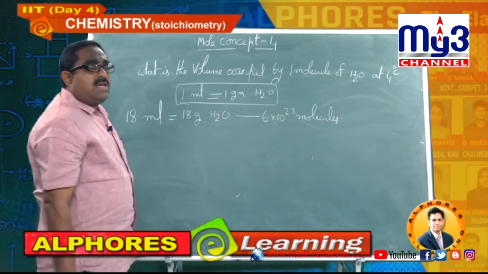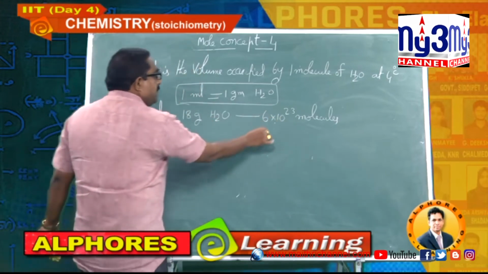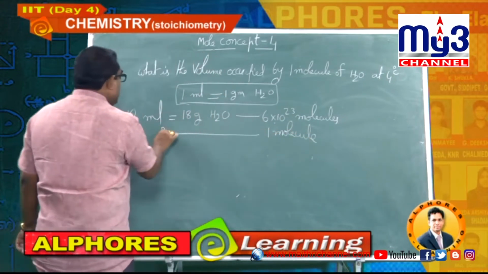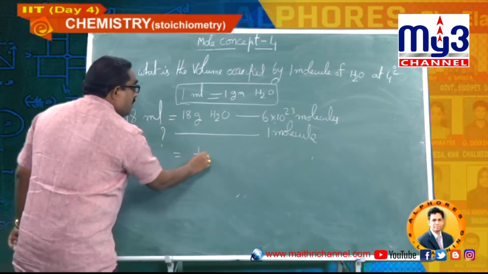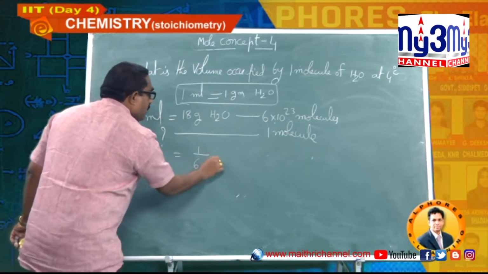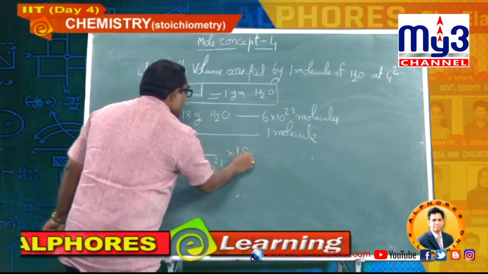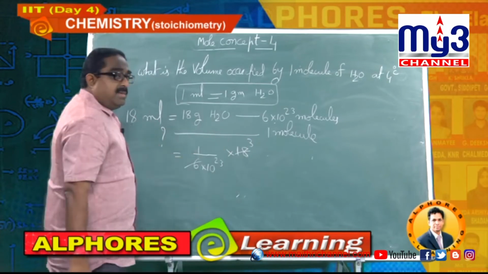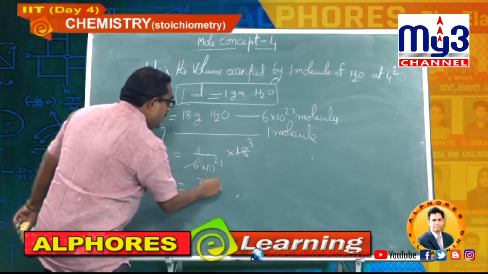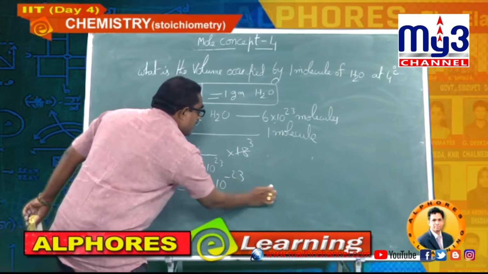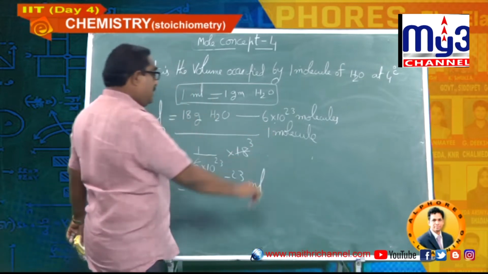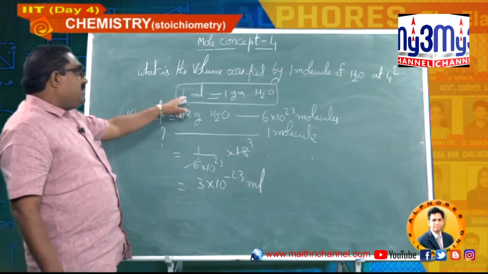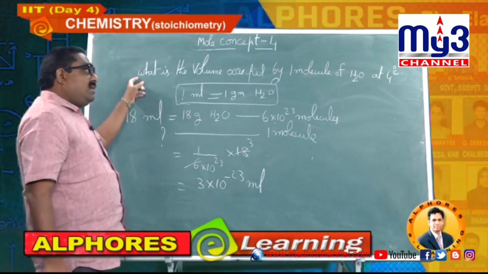Now, I am asking you to calculate the volume occupied by only 1 molecule of water. So, how much is the volume? Now, 1 by 6 into 10 power 23 into 18. This is 3 times. It becomes numerator power minus, that is 3 into 10 power minus 23 ml. So this is the answer for this question. So the same concept I have used for the previous question and the present question.